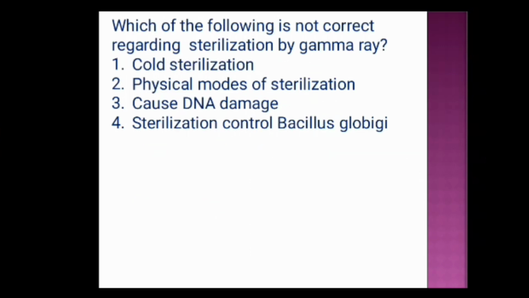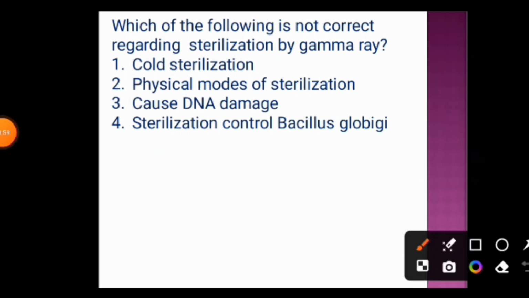Next question. Which of the following is not correct regarding the sterilization by gamma ray? Option 1 is cold sterilization, option 2 physical mode of sterilization, option 3 causes DNA damage, option 4 sterilization control of Bacillus globigii. Sterilization by gamma ray is also known as cold sterilization because in ionizing radiation or gamma radiation sterilization there is no appreciable increase in the temperature. That's why it is known as gamma radiation cold sterilization. So this option is correct.